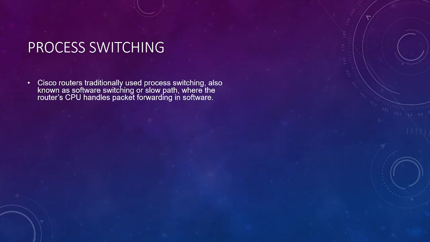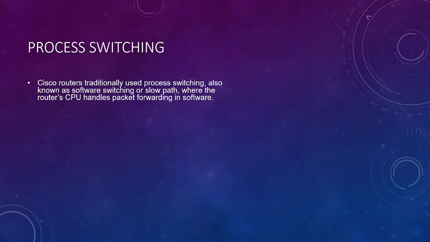Let's see, there are different types of switching. So first, let's discuss process switching. Cisco routers traditionally, before CEF, when they introduced the router, used process switching, also known as software switching or the slow path. Why are we saying slow path?